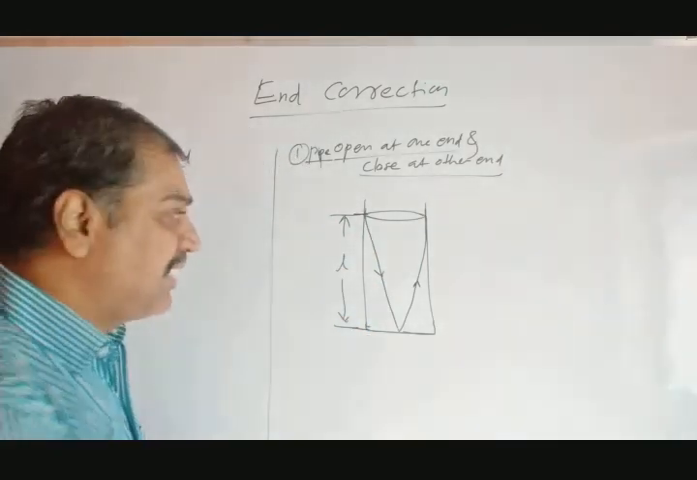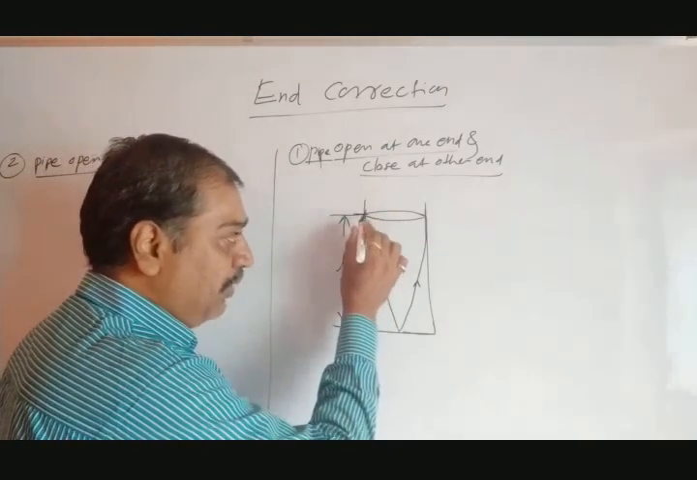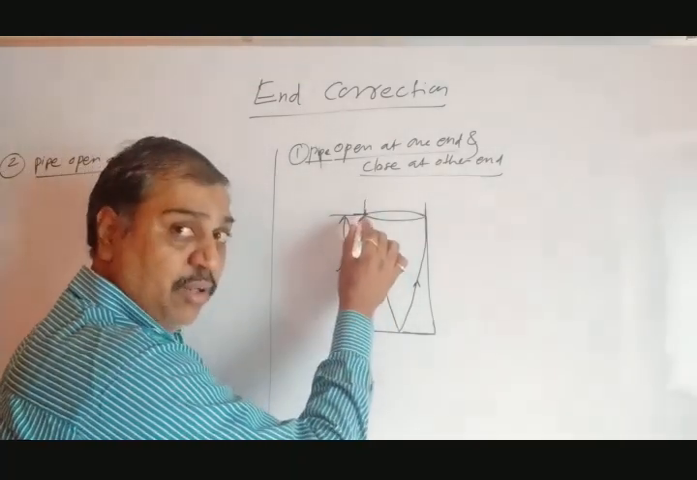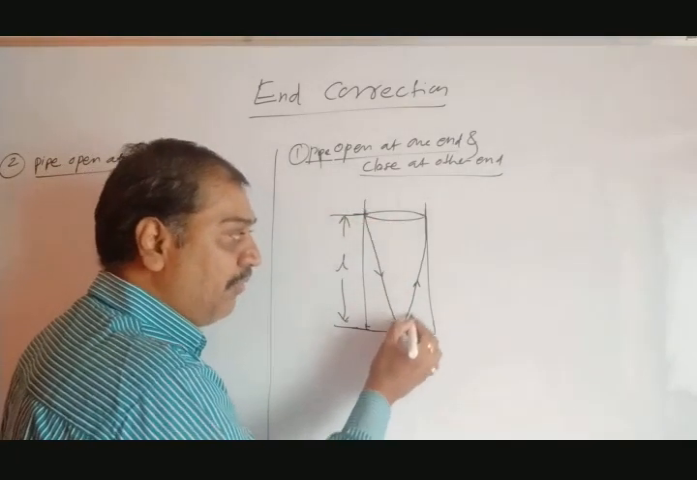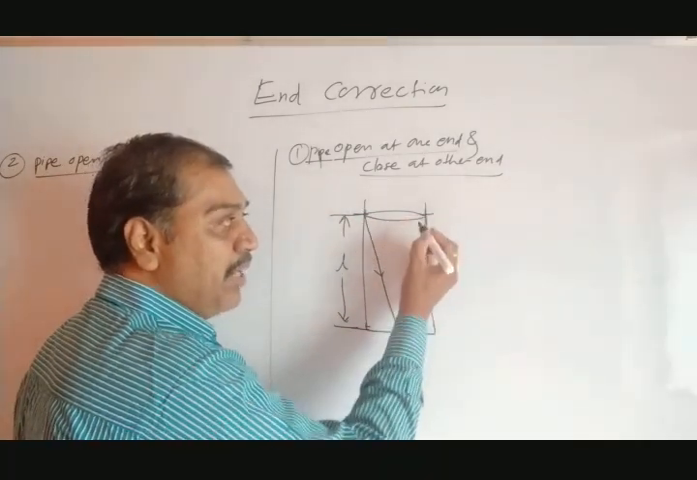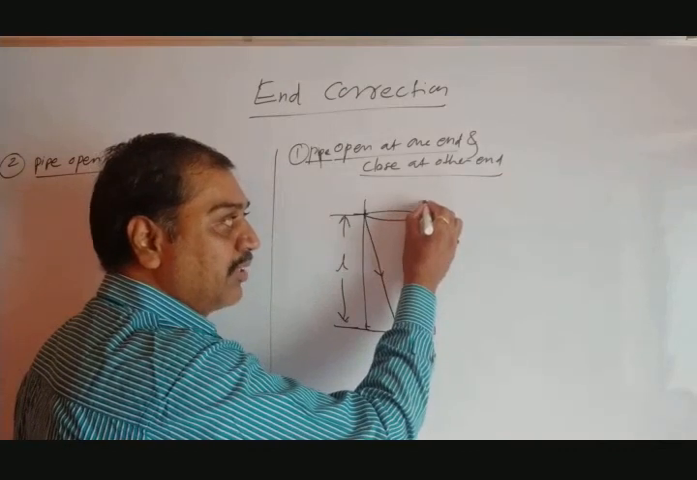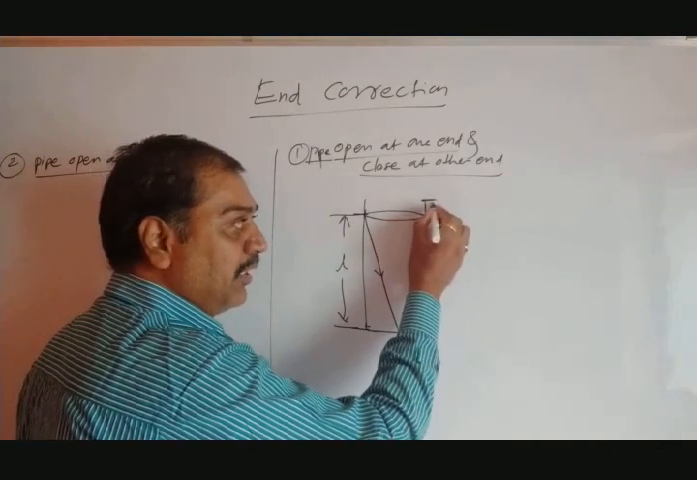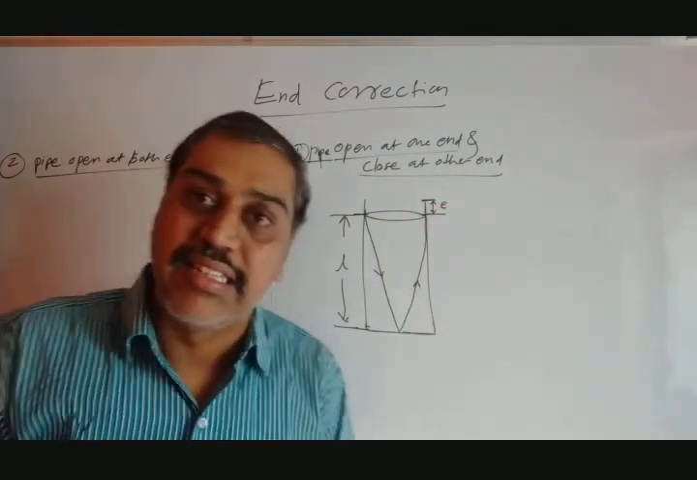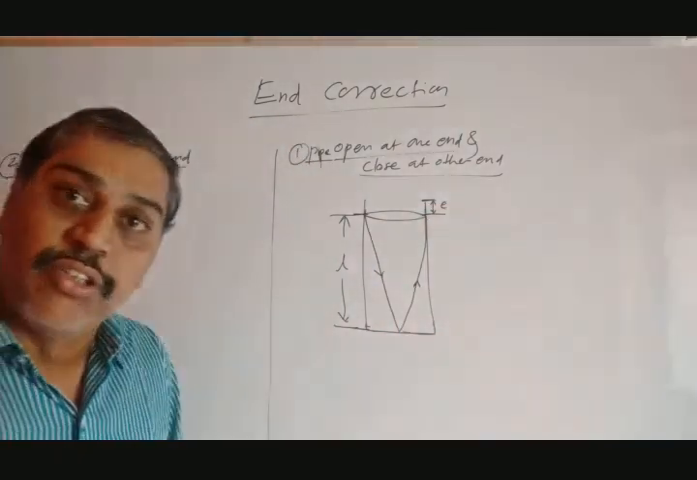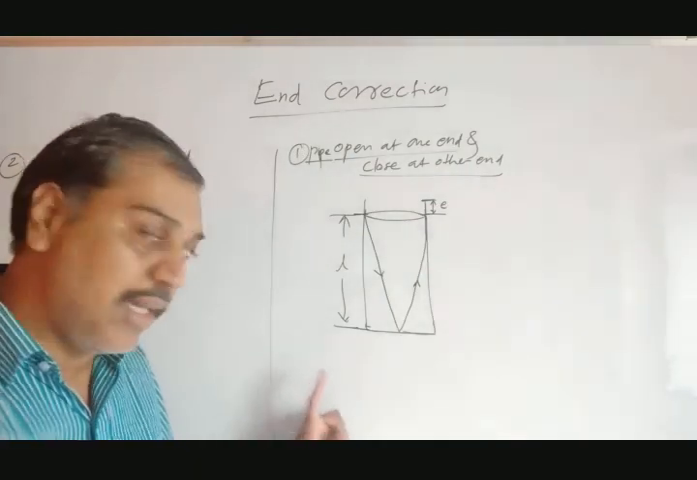But actually it is seen that when the wave is incident from this end, it is not incident on the end, but a little bit above. It is incident here at the bottom, and when the reflected wave goes, it can't come here. It goes a little bit above this. Suppose this distance above is E, which we want to determine, and that is said to be the end correction. So what are the boundary conditions here?